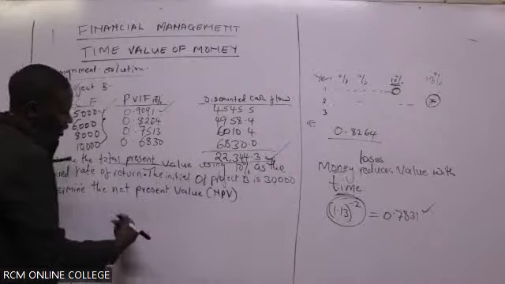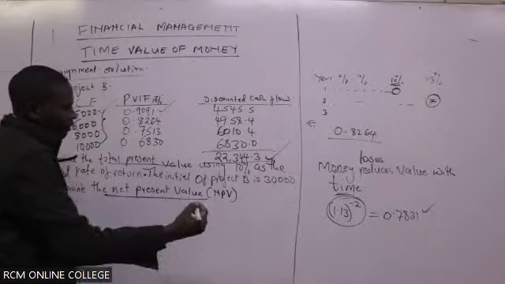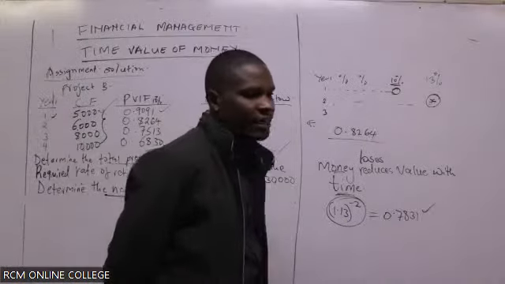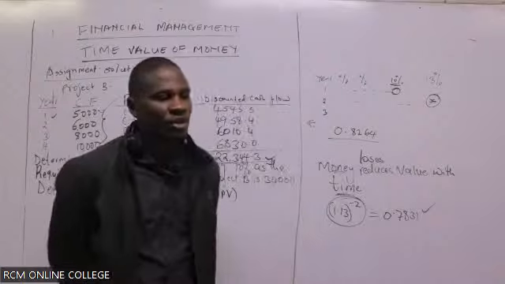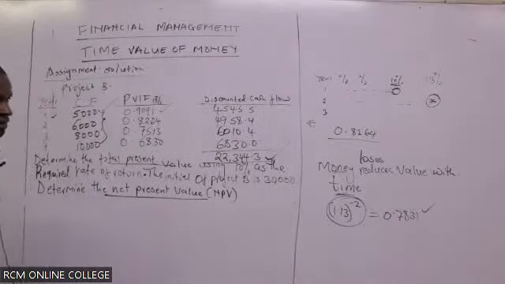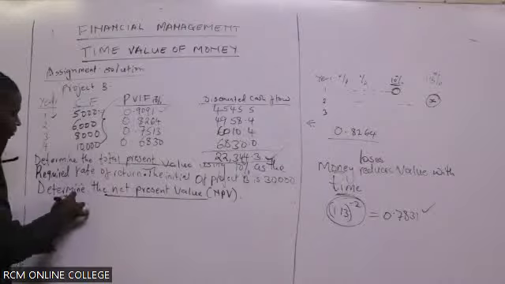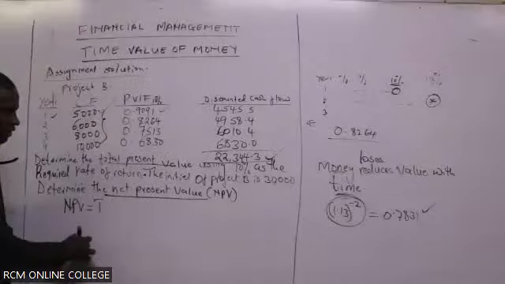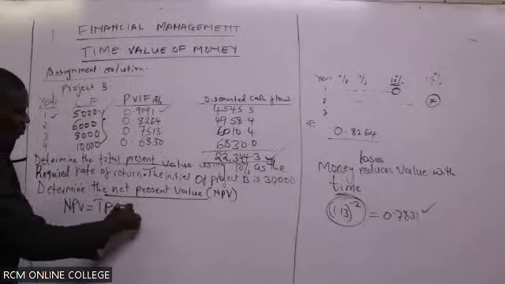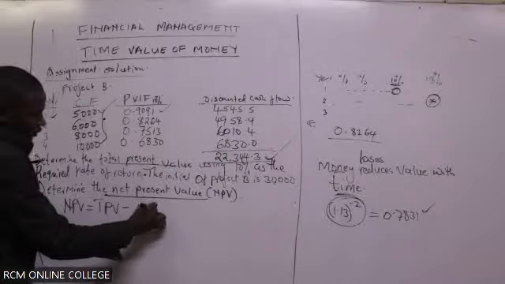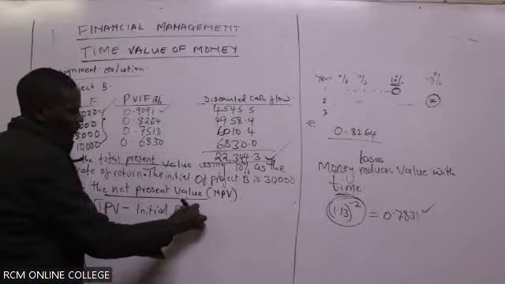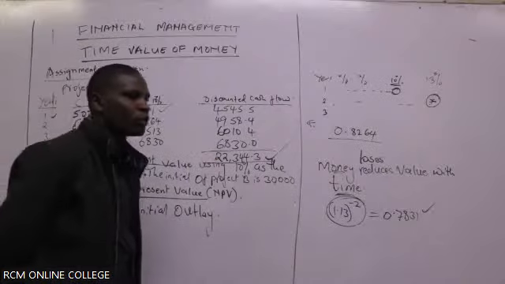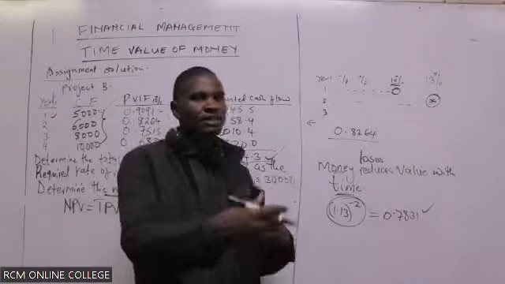NPV, famously known as NPV. What do you think would be the net present value? Class, to determine NPV, it is gotten by taking the total present value minus the initial outlay. Now I want somebody to give me the net present value of project B. Remember, now we have started expounding further.